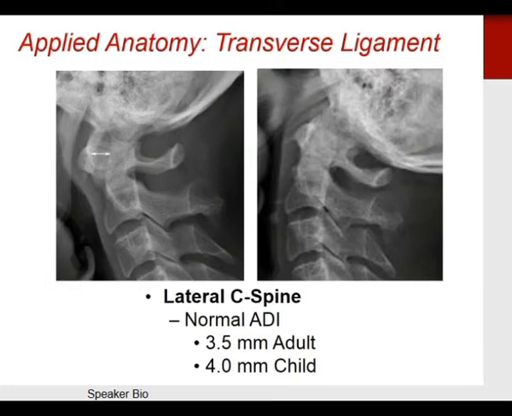On this lateral radiograph here, you can make a line between the anterior ring of C1 and the anterior part of the dens. You want the relationship to be 3.5 millimeters or less between flexion and extension in adults, and 4 millimeters or less in children.